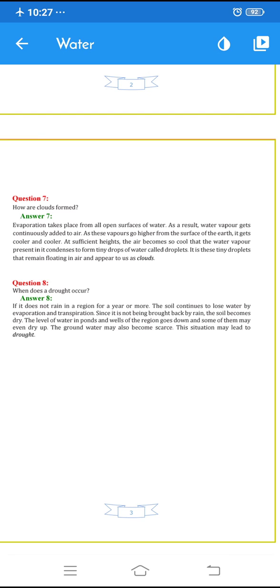The level of water in the plants, ponds and wells of the region goes down. Whatever water is present inside the wells and ponds reduces, and some of them even dry up completely. The groundwater may also become scarce. This situation may lead to a problem called drought.